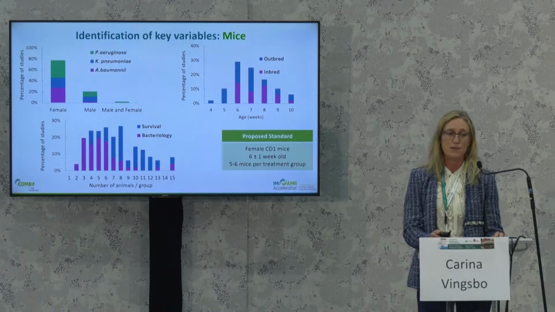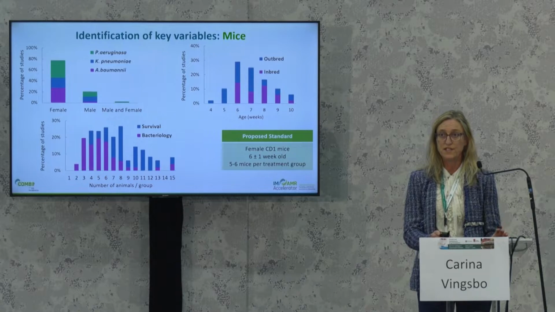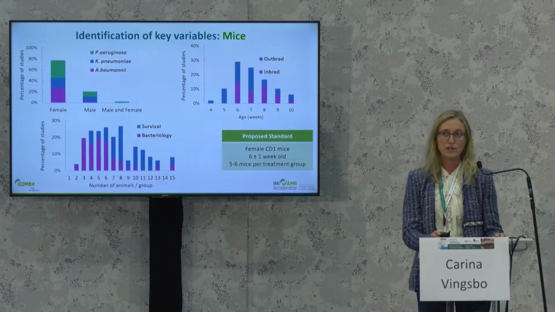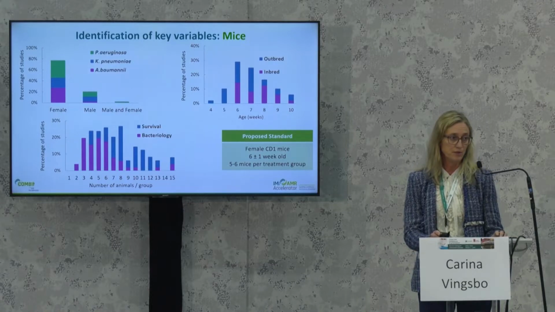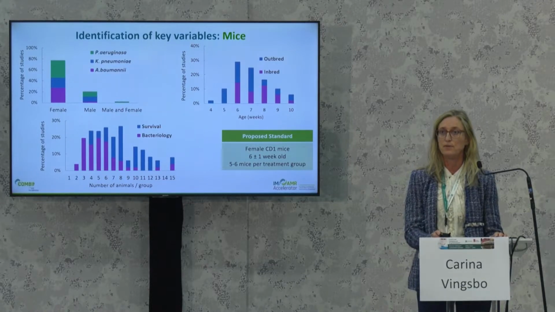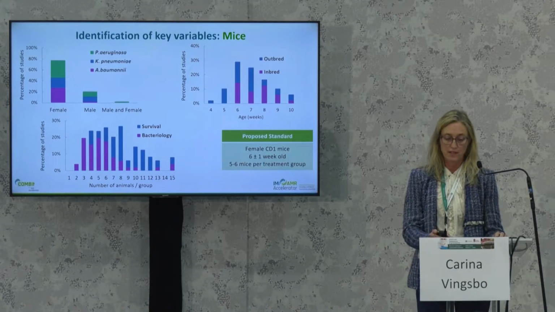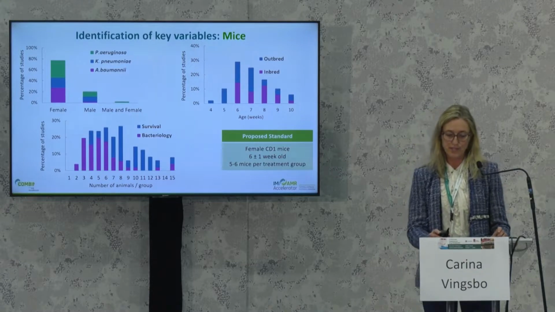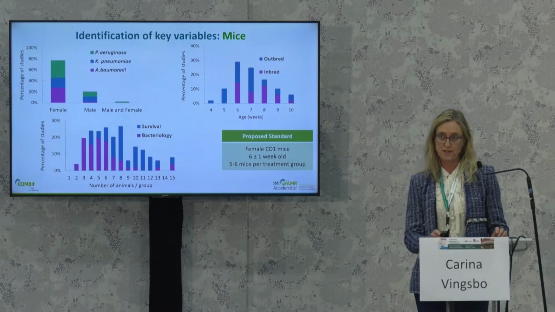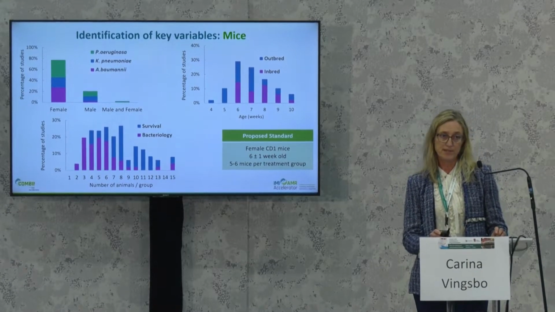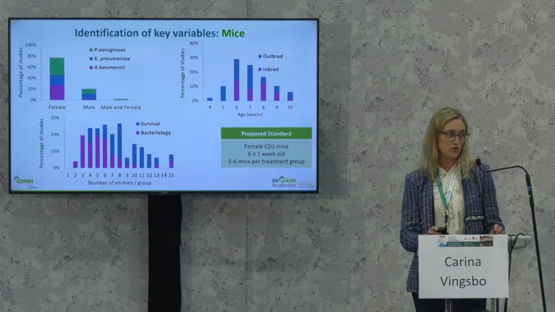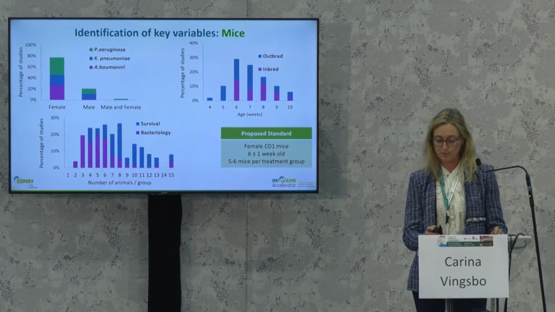And then the number of mice per group can also vary dramatically, ranging from 2 to 15. And there we could see that if you have bacteriology as an endpoint, you typically have 3 to 5 mice per group, whereas survival studies, you tend to have larger group sizes. So based on this, we proposed the standard of using female CD1 mice, 6 plus minus 1 week old, and you should use 5 to 6 mice per group.